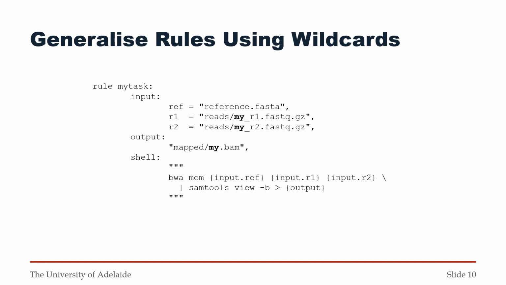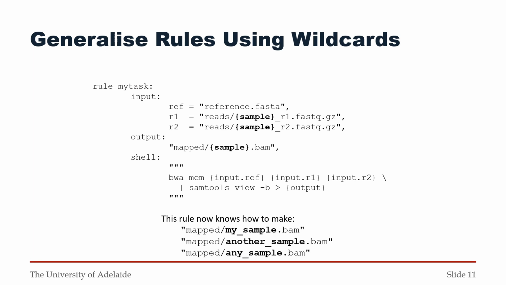If you have a rule like this, it's hard-coded that these are the output files and these are the input files. So in this case, "my" is a sort of common prefix to this rule, and we can generalize this using wildcards. Here you use curly braces and then a wildcard name. This is anything you want, and it's what you can refer to in other parts of the rule. The advantage is that this rule now knows how to make a multitude of files where sample will be set to this bolded text within these files.